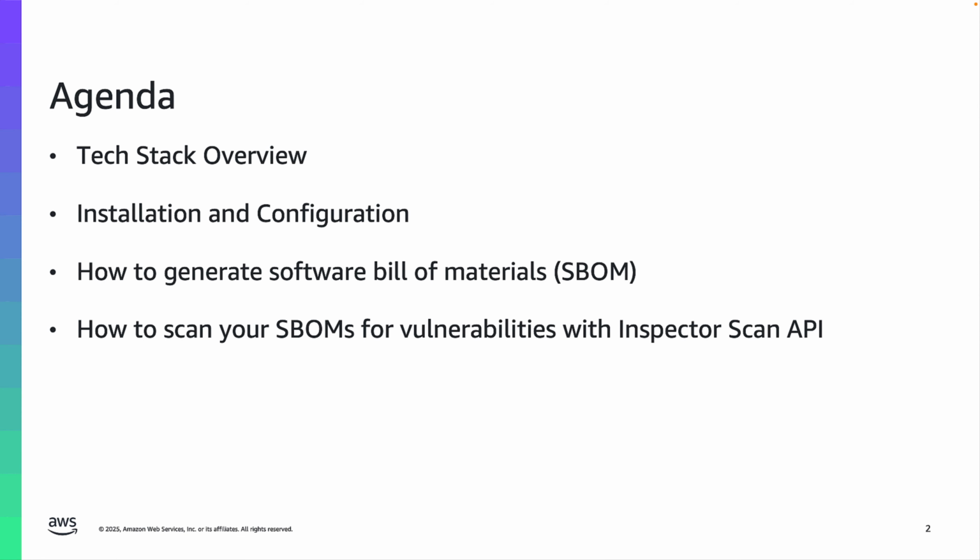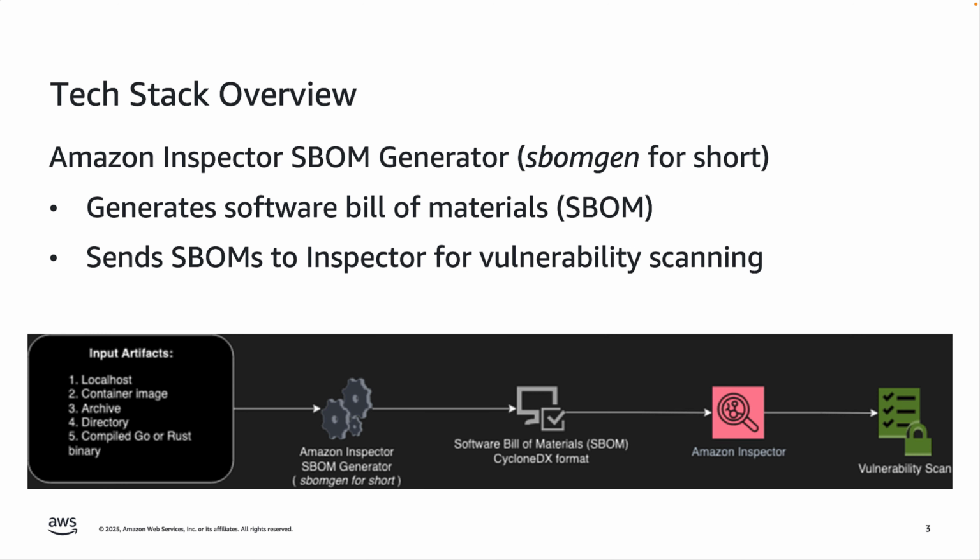Next, we'll go over installation and configuration. We'll then show you how to generate software bill of materials for your resources. Finally, we'll show how you can scan your SBOMs for vulnerabilities using the Inspector Scan API. By the end of this video, you'll be equipped with a new approach to perform vulnerability scanning inside or outside of the AWS cloud. So let's talk about how this solution works at a high level.